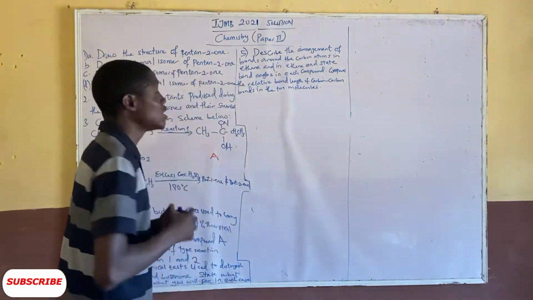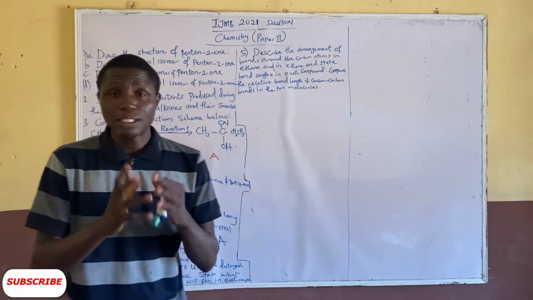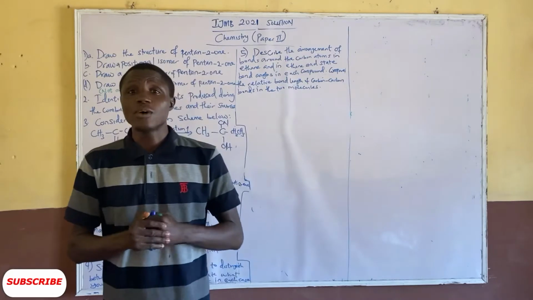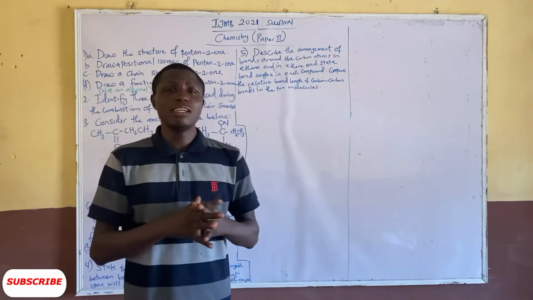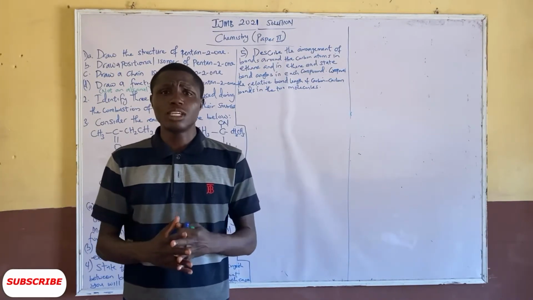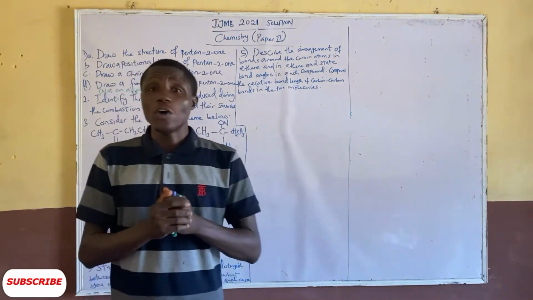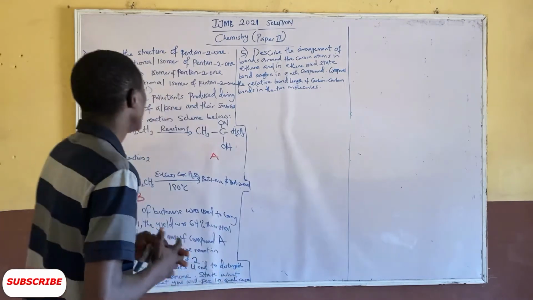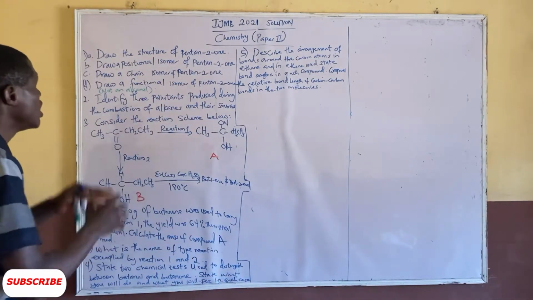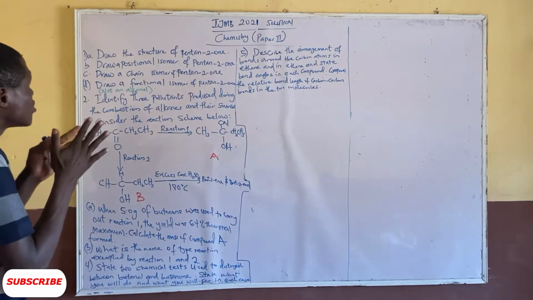Today we are going to be considering the IJMB chemistry, and particularly the past questions in organic chemistry for IJMB students, that is the A-level students. And here is the 2021 paper under chemistry, on organic chemistry. Here before us we have the first question, saying: draw the structure of pentan-2-one.